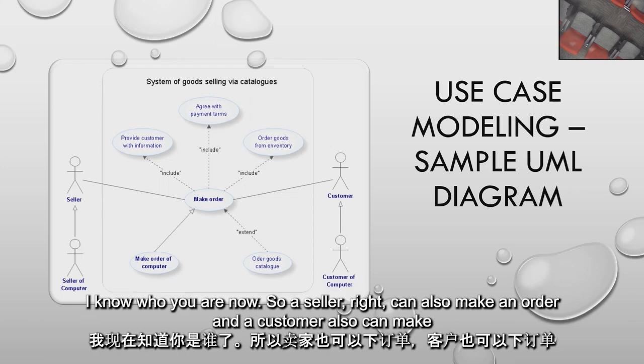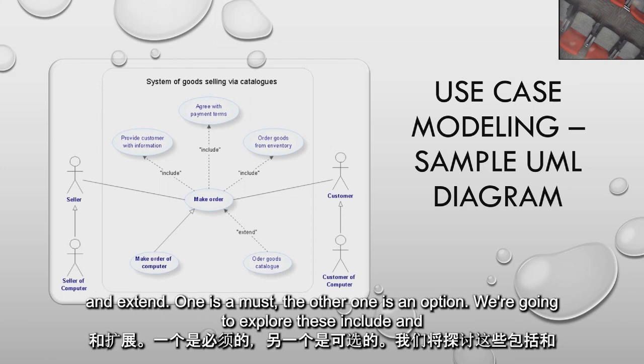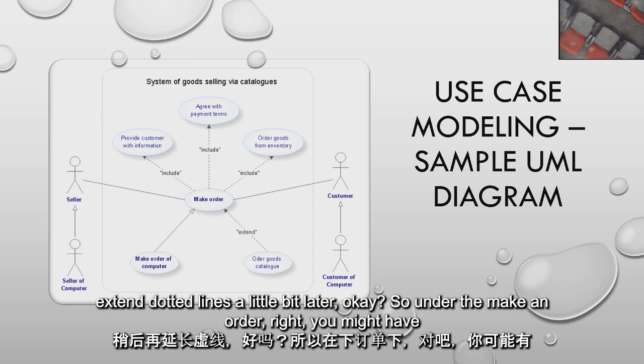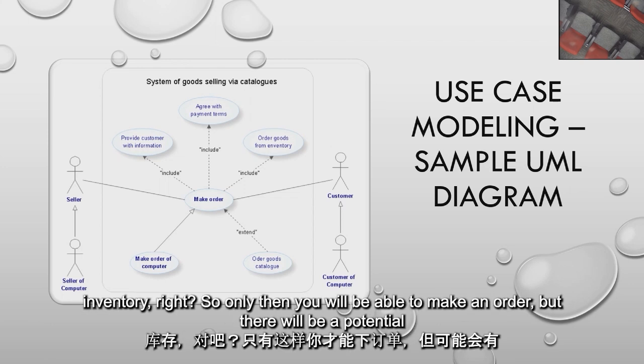Now, a seller can also make an order, and a customer also can make an order, right? And the add-ons to these use cases are two features called include and extend. One is a must, the other one is an option. We're going to explore these include and extend dotted lines a little bit later, okay? So under make an order, you might have provide customer with information, agree with payments, right? You can have order goods from inventory, right? So only then you will be able to make an order.